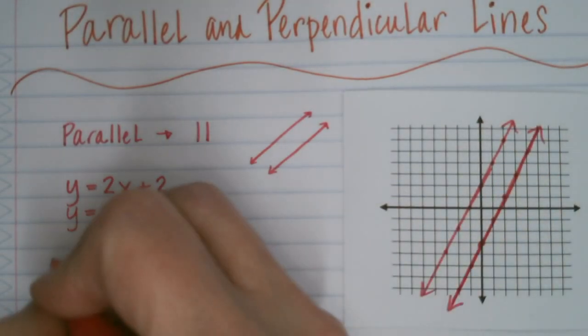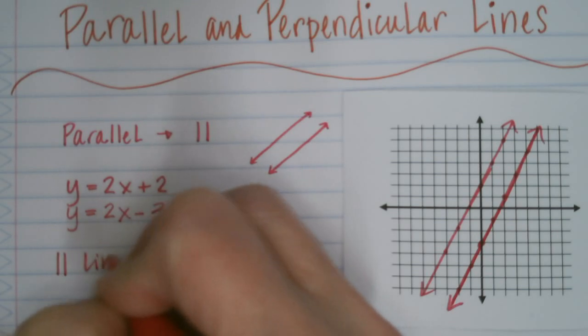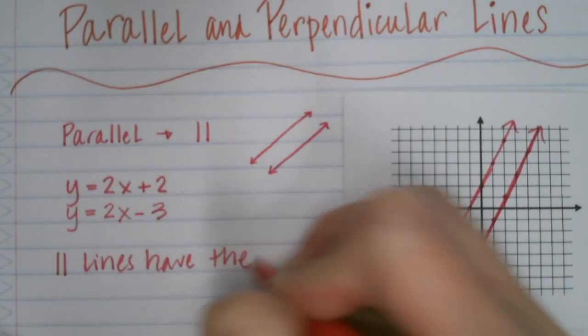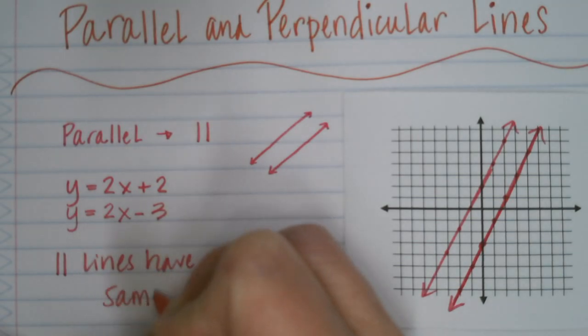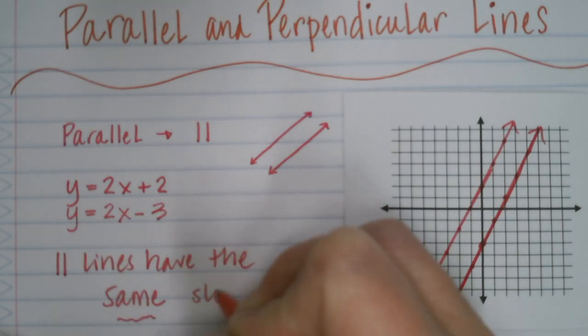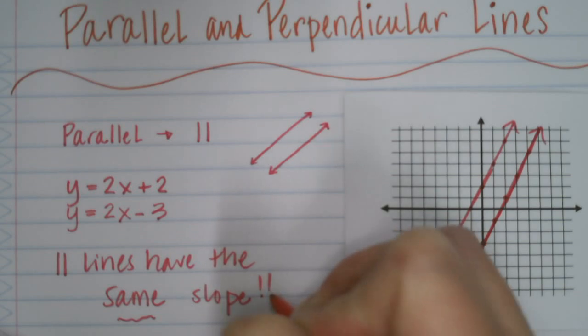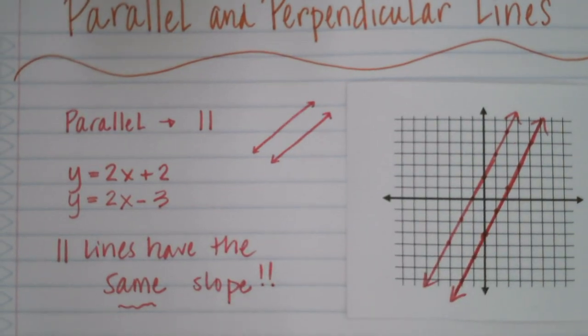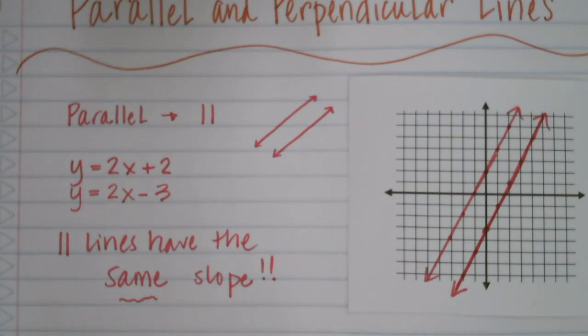All right, so parallel lines have the same slope. So if you were given a line and asked to find a line that's parallel to it, you know that the slopes of those two lines are going to be the same.